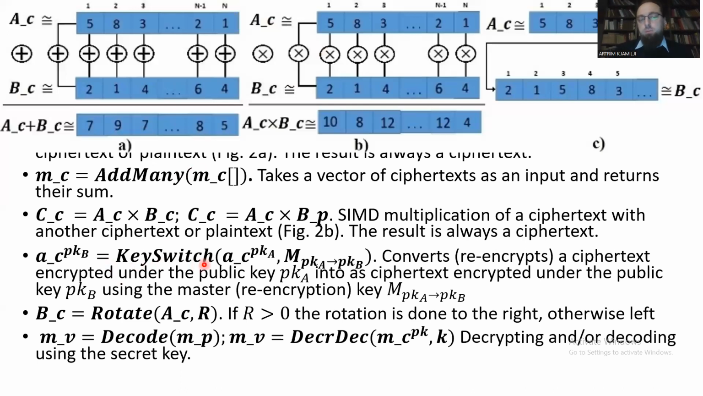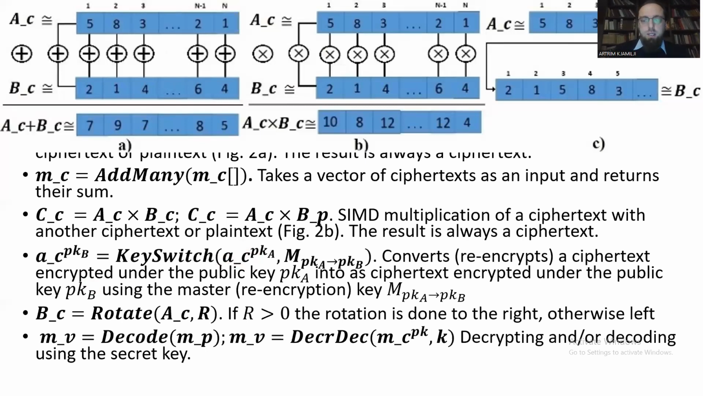Then we have key switch. Basically, as an input, it takes a ciphertext which is encrypted in the domain of public key A, and a master re-encryption key, which converts this ciphertext from the domain of public key A to the domain of public key B. So of course the output will be a ciphertext which is encrypted in the domain of public key B. Basically, we should use the corresponding decryption key of public key B to decrypt this ciphertext.